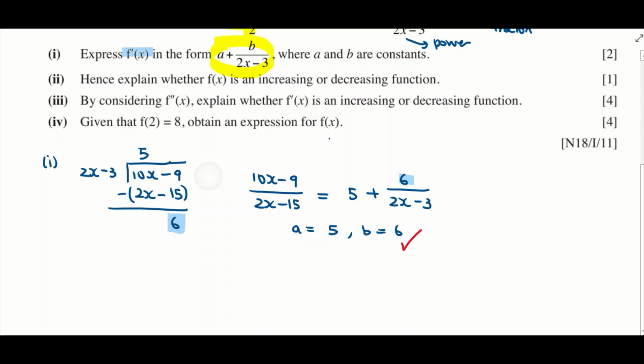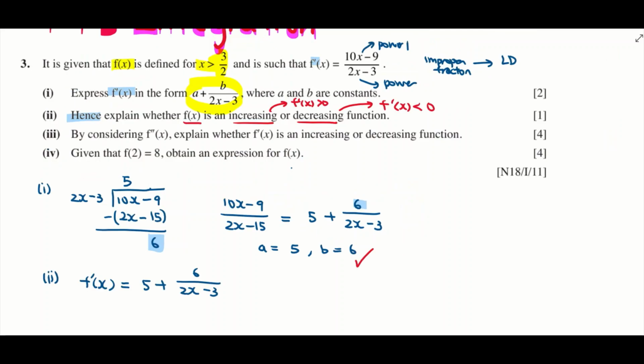Second question is a hence. Hence, explain whether f(x) is increasing or decreasing. So you need to recall increasing, decreasing function. Increasing means f prime is more than 0. Decreasing is f prime, or my first derivative, is less than 0. A good thing to take note is my x is always more than 3 over 2.